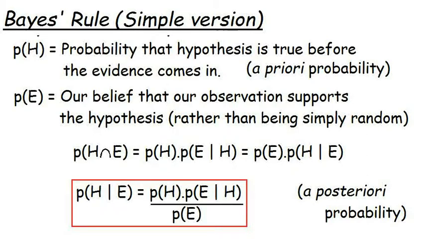To what extent can I trust my observations, and to what extent is this evidence a reason to believe the hypothesis? We already know that P of both H and E can be written in two ways. P of H multiplied by P of E given H, and P of E multiplied by P of H given E. So we can set those two expressions equal to each other. Just divide both sides by P of E to give the simple version of Bayes' rule in that red box.